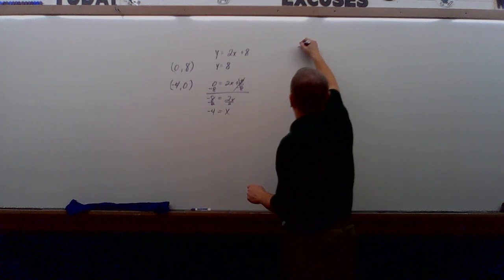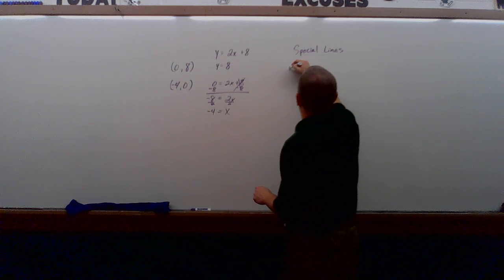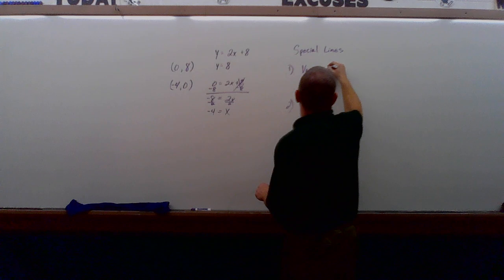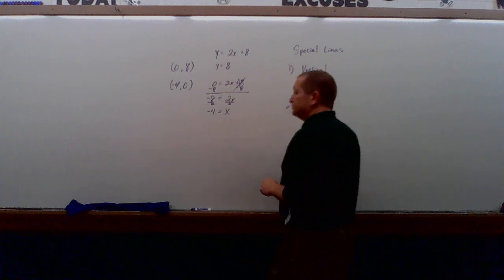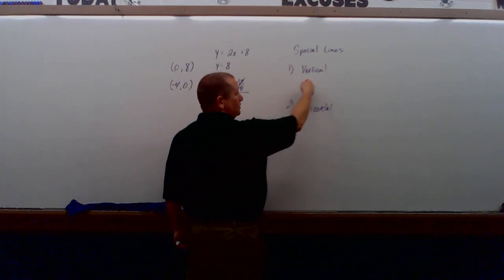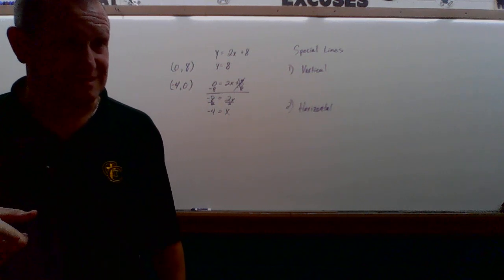So we were on to special lines yesterday when the bell rang. And our 2 special lines were what? Vertical and horizontal. And why did I tell you they were special? They only had 1 variable in each equation. So that's where we're at, right? We're trying to figure out if this is a vertical line, what variable are we going to use with vertical lines? X.